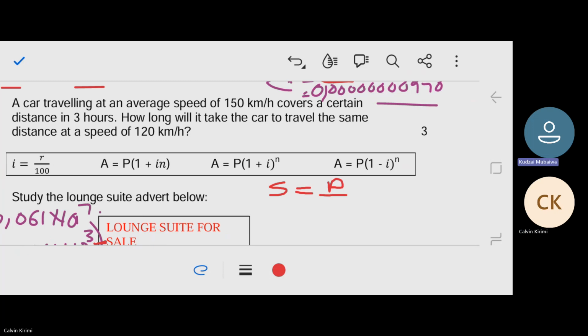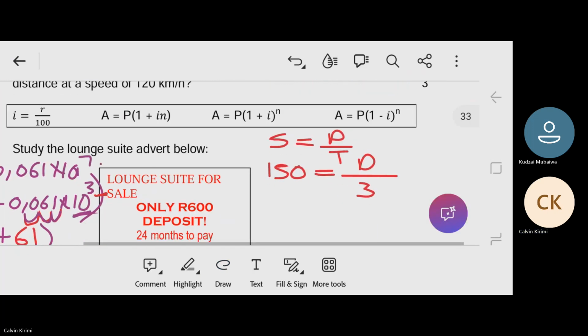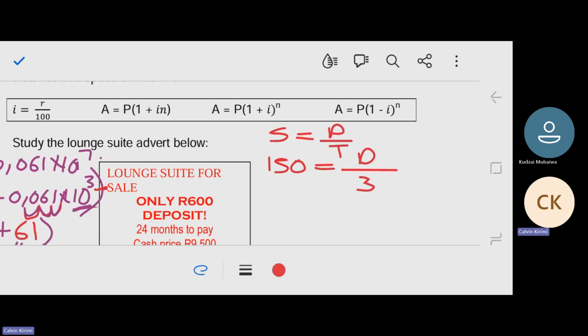Over time. So the person is traveling 150 kilometers per hour. That is your speed. 150 is equals to distance, which we don't know, over time, how many hours? 3 hours. So how long is the distance? We are going to d is equals to what?